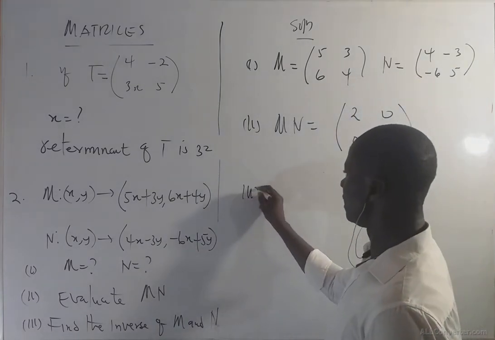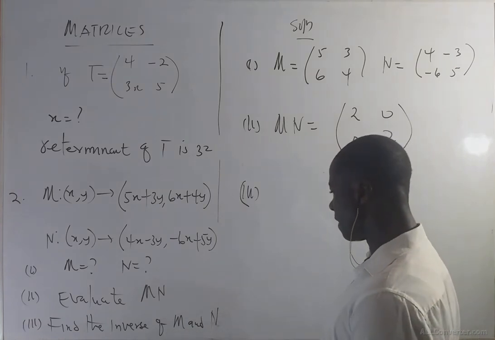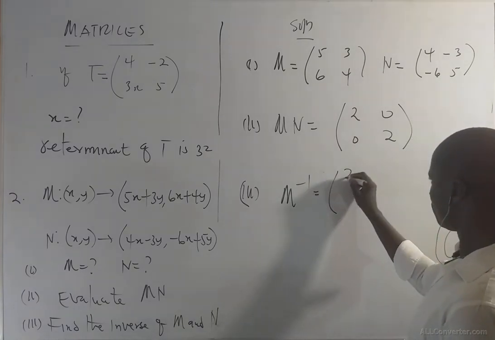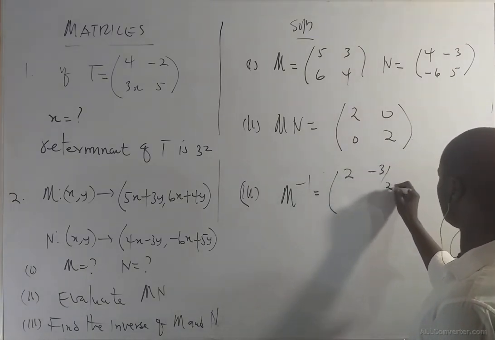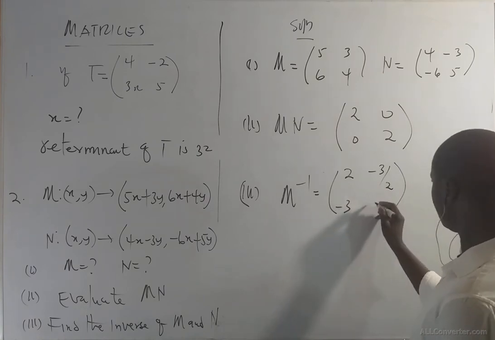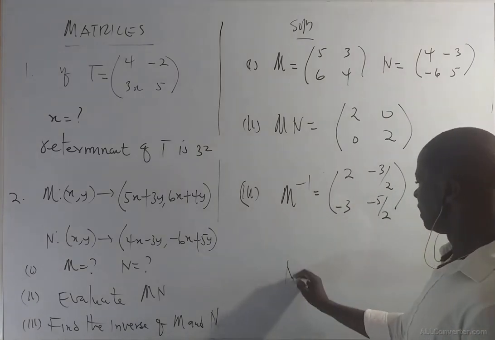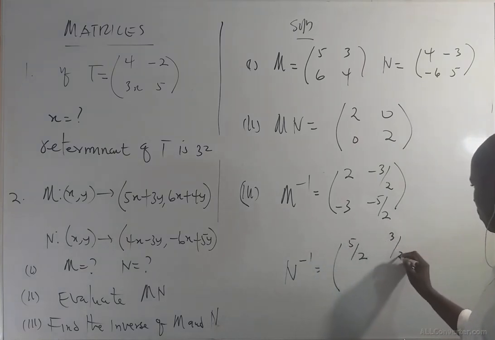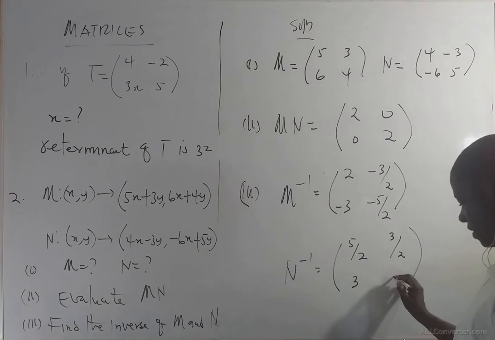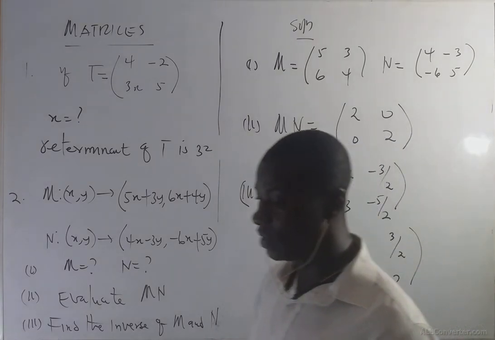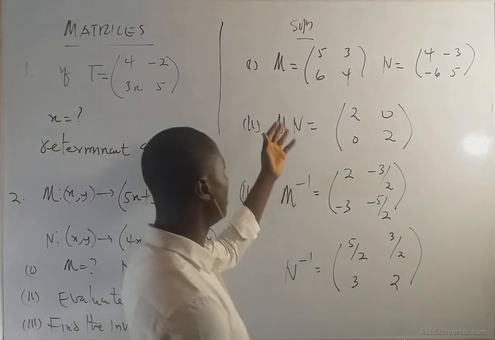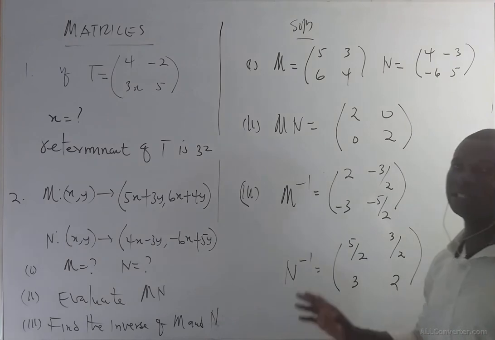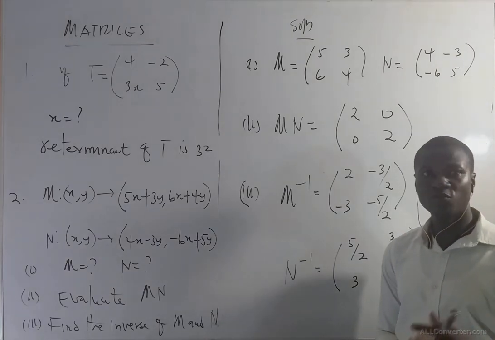Then we have to find the inverses. We have to find the inverse of M and N. So the inverse of M, when you solve it, this is what you are going to get: 2, minus 3 on 2, then minus 3, then minus 5 on 2. And the inverse of N will also give you 5 on 2, 3 on 2, then we have 3, then we have 2. This is what you're supposed to get. And now I will give this to you as an assignment for you to go and solve and compare with the answers.